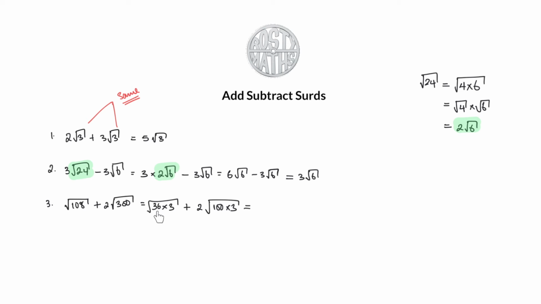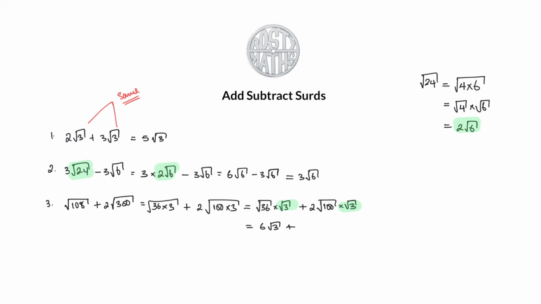Let's simplify this first one here. 36 times 3, so I can separate that into root 36 times root 3, added to 2 times root 100 times root 3. I think I'm pretty much all right because I can see that I've got some root 3's coming up. So life is good. Let's keep it going. So here, the square root of 36 is 6. So that's going to give me 6 root 3.